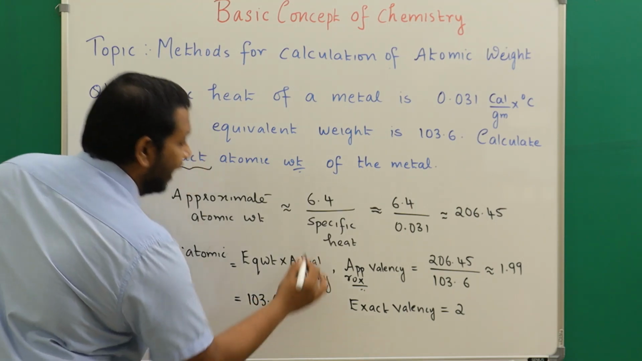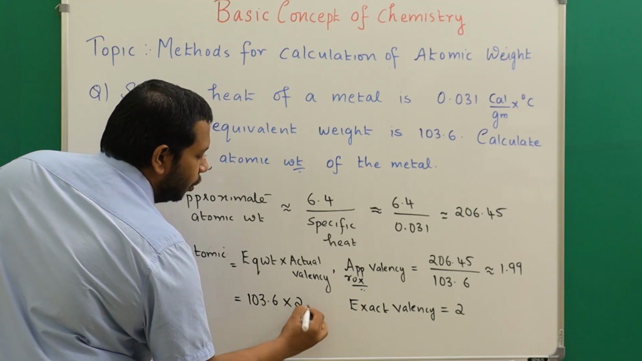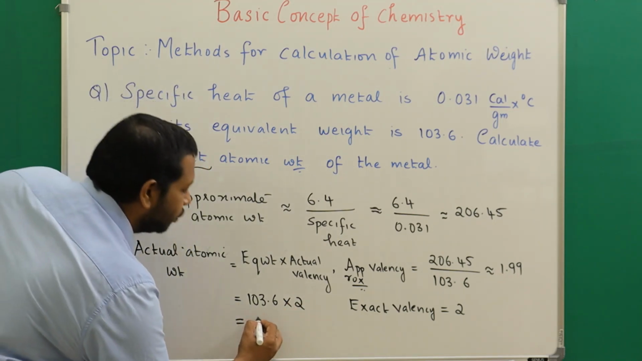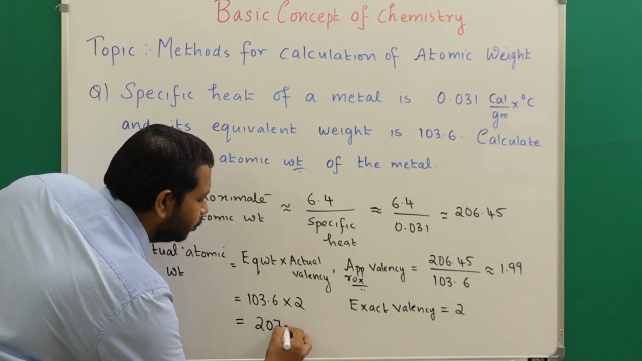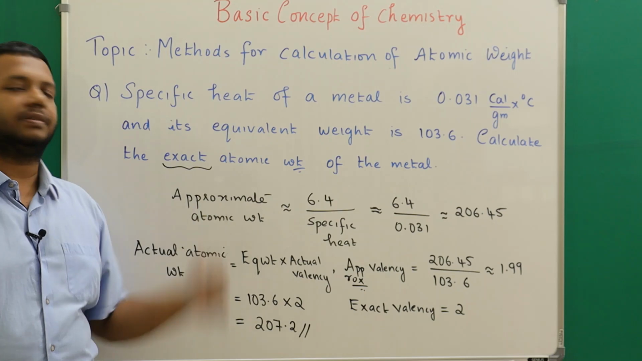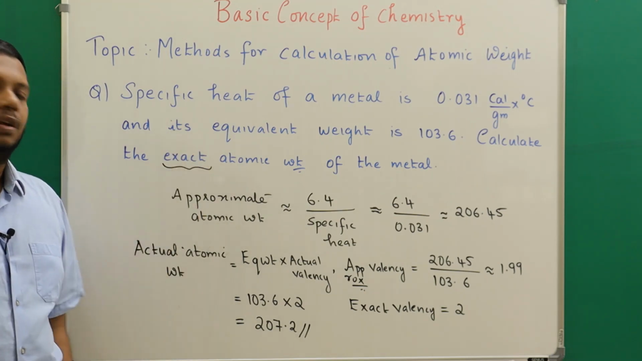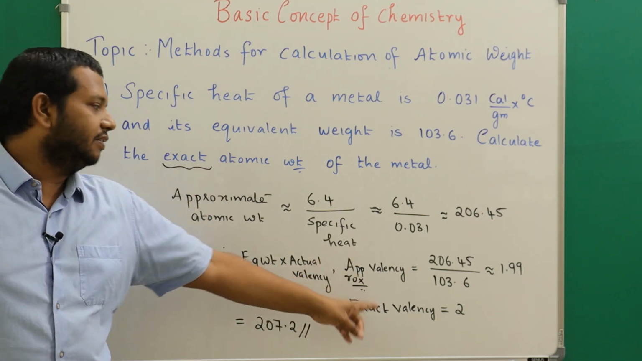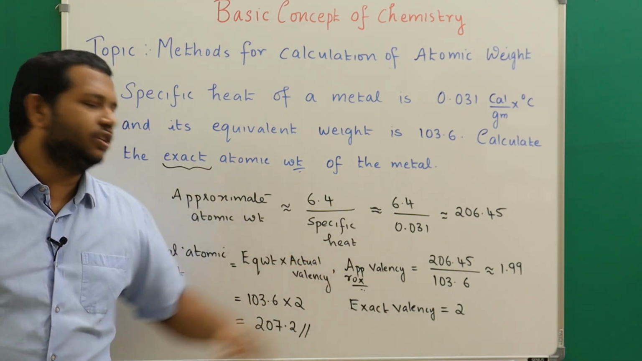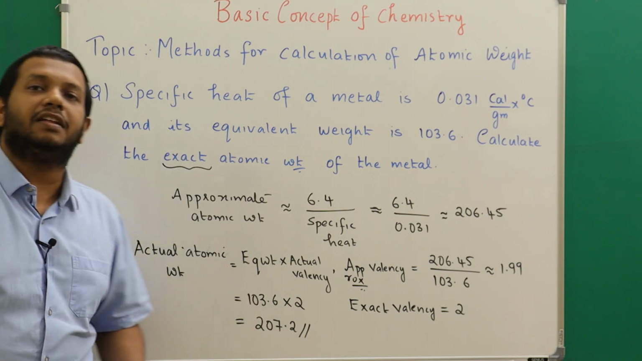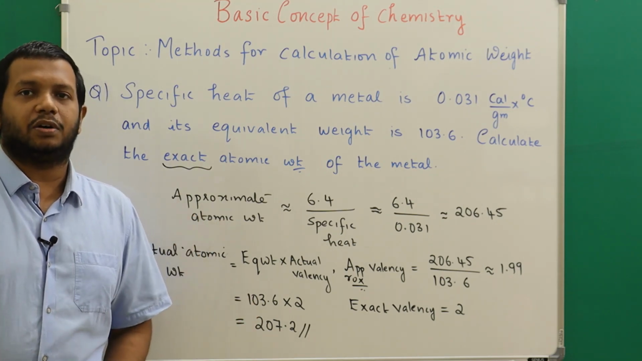So that is given as 103.6. But the actual valency is 2. So what will be the value when you multiply this? You will get 207.2. So this is the exact or actual atomic weight of this particular metal. I hope you understood where we are shifting from approximate to actual. It is the place where valency gets changed to actual valency. Then the corresponding atomic weight we obtain is also the actual atomic weight.